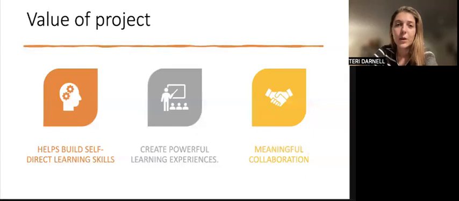The value of this project requires me to take ownership of my learning and take initiative to complete projects. It also creates a powerful learning experience, both academic achievement and personal growth. It also involves meaningful collaboration, as I discovered ways to work within a group. It instills interpersonal values and skills.